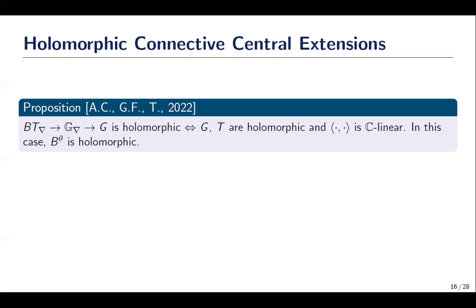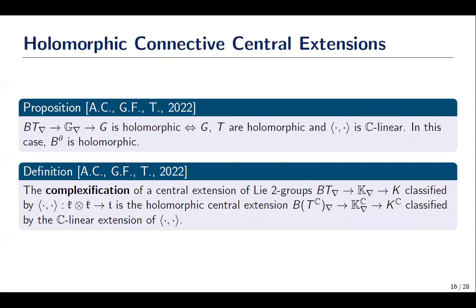And what's good about this proposition is that it allows us to define the complexification of a Lie group. If I have a central extension of this form, this is classified by some pairing, and so I can take the complexification of this group, and construct the central extension that is defined by the C-linear extension of this pairing. And that's my definition of complexification.